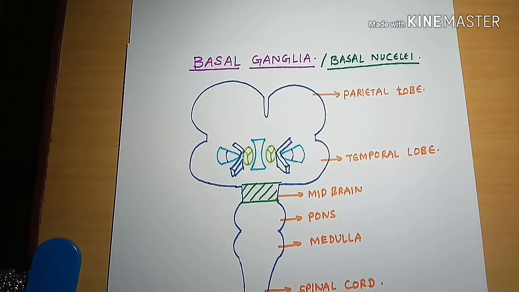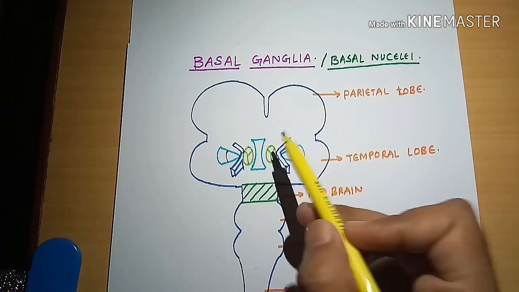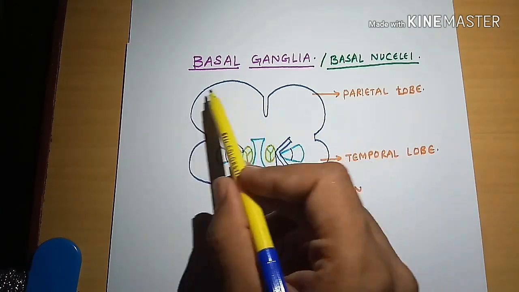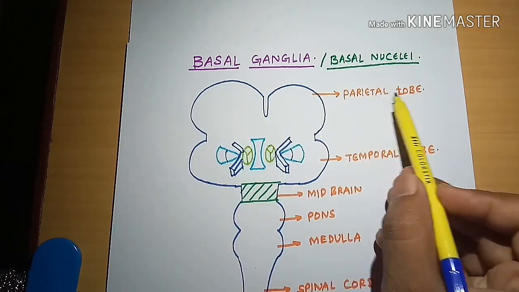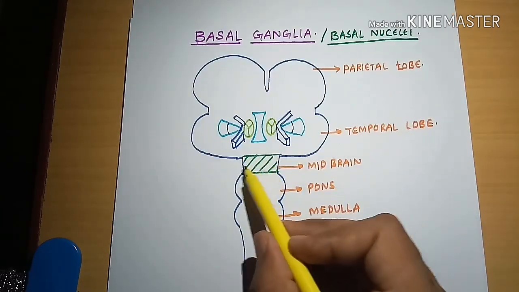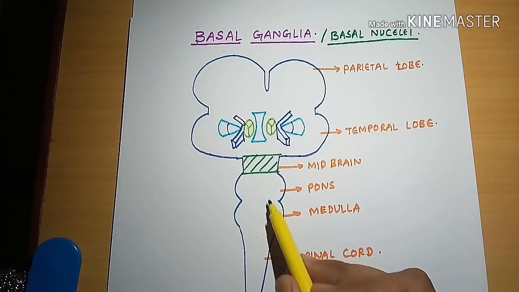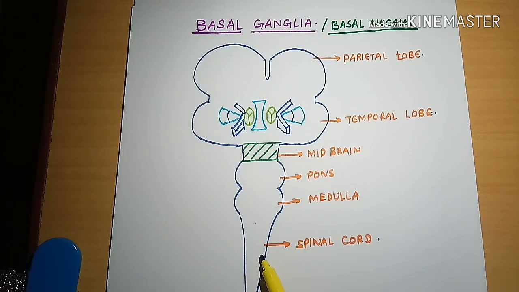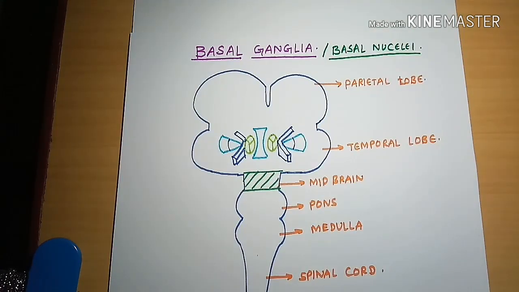Today our lecture topic is to study the basal ganglia. The basal ganglia is nothing but a mass of gray matter. It is a mass of gray matter present at the base of the cerebral hemisphere. If I draw the cerebral hemisphere here, this portion is called the parietal lobe, and this portion is called the temporal lobe. Below this is the midbrain, this is the pons, this is the medulla oblongata, and this is the spinal cord. Where is the basal ganglia present? The basal ganglia is present at the base of the cerebral hemisphere.